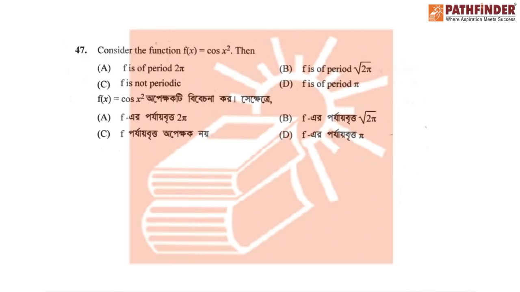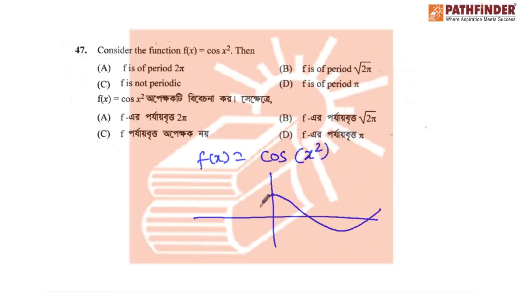Next is question number 47. f(x) equals cos of x square. If you plot the graph of cos of x square, it will first cut at root of pi by 2, then root of 3 pi by 2. Slowly it will get compressed. So it is not a periodic function. 47, it is not a periodic function. Since this is not linear, it is not a periodic function.